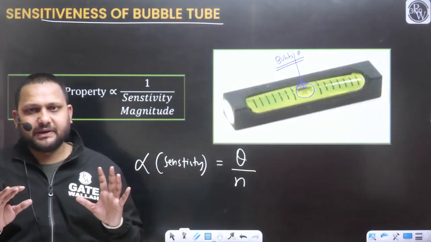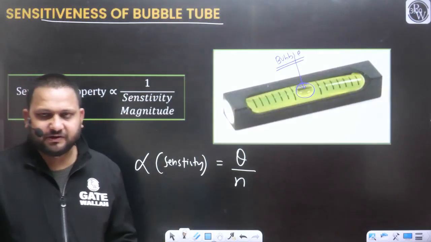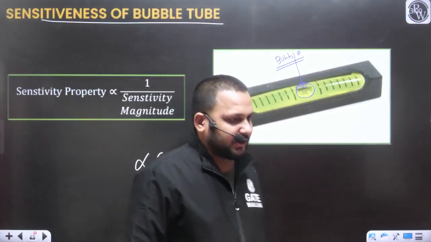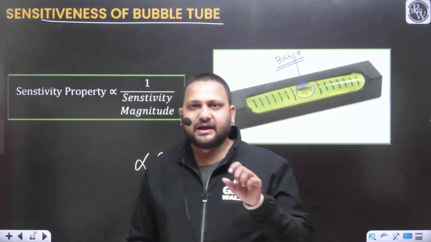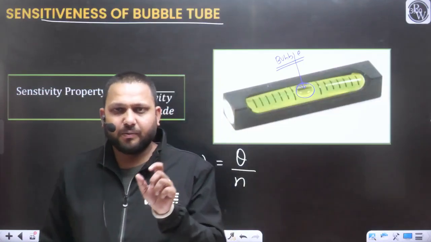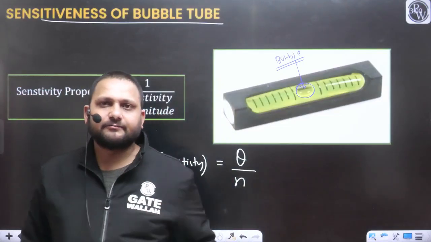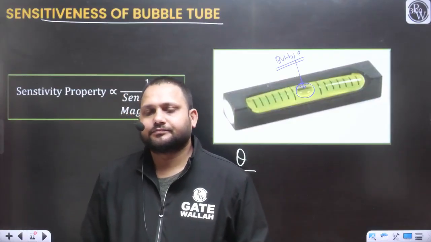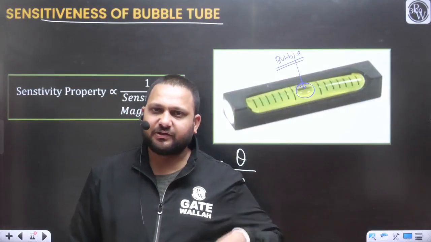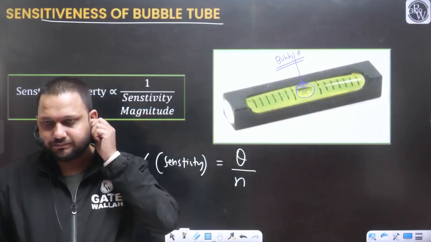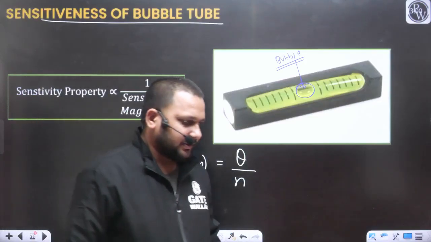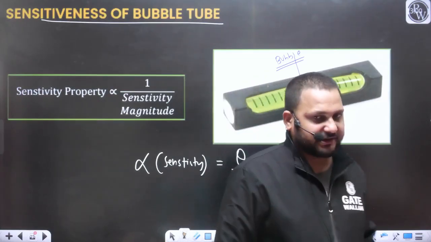So again I am repeating how we are defining the sensitivity. Sensitivity of the bubble tube is defined as the angle of rotation required for moving the bubble one division. I hope the definition of the sensitivity is clear to everyone.